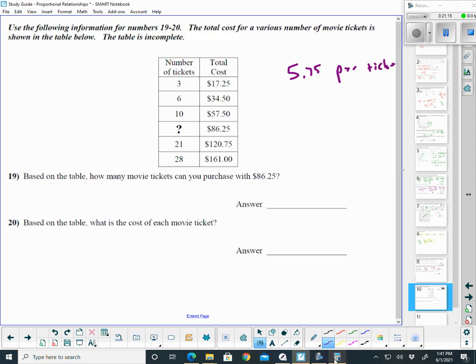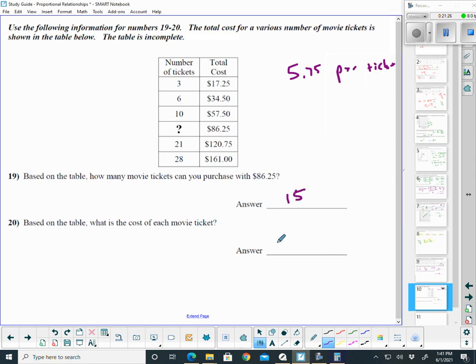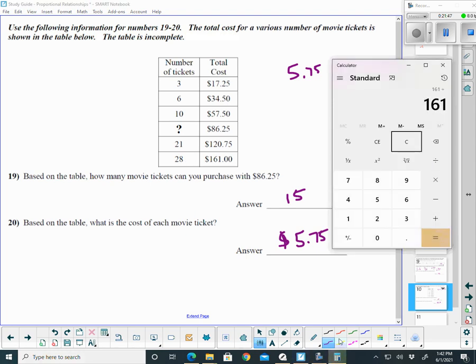So $86.25 divided by 5.75 is 15 tickets. Looks like that's how many tickets you can get. And based on the table, what is the cost of each movie ticket? Well, we kind of answered that already when we divided the total cost by the number of tickets. It was $5.75. And I just want to check it. I'm going to check 161 with 28. So 161 divided by 28 is equal to $5.75. So yep, it works. Hope this helped you out.